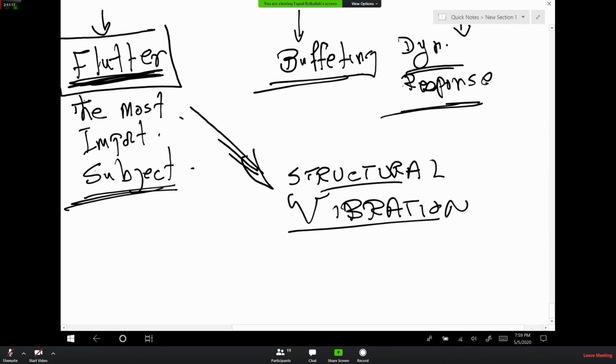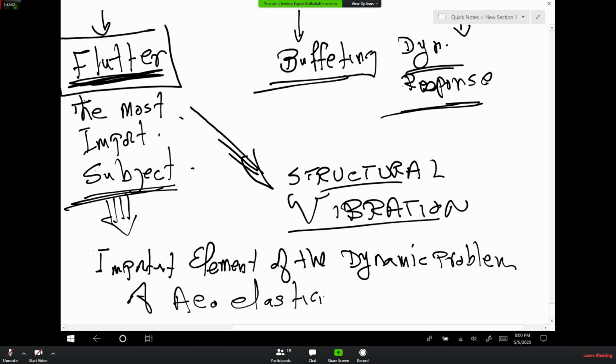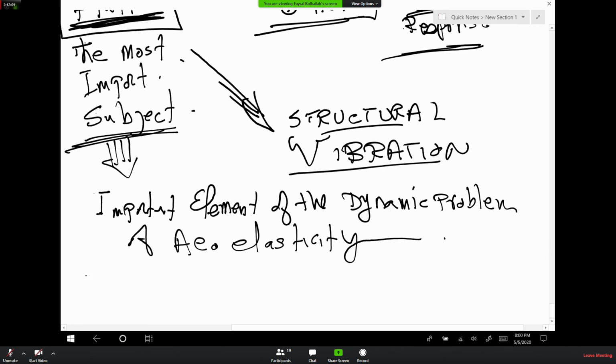I have 1 minute, but I don't want to keep you late. But let me write this here. What is flutter? As we said, it is an important element of the dynamic problem of aeroelasticity. And you know what? It's 8 o'clock. I'm not going to continue. I will stop right here.